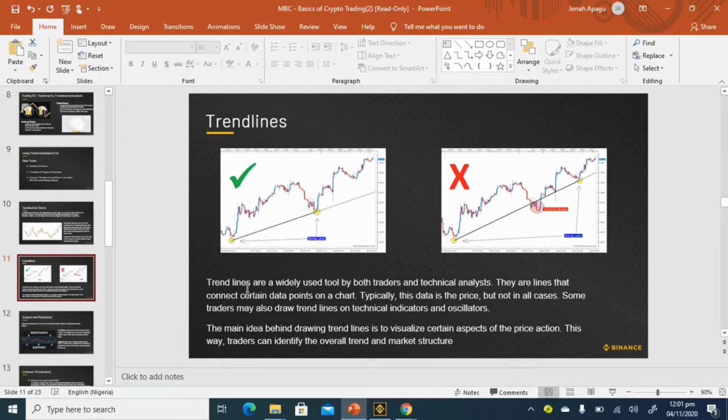Now, we're talking about trend lines. Trend lines are widely used tools by both traders and technical analysts. They are lines that connect certain data points in the chart. Typically, this is the price, but not in all cases. Some traders may also draw trend lines on technical indicators and oscillators. So basically, like I told you, trend lines are just trying to show you the market trend of that asset. I mean, has this asset been going up or has it been going down, considering a particular time frame? All right.